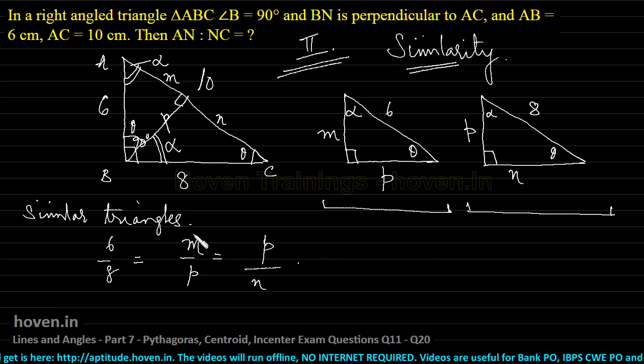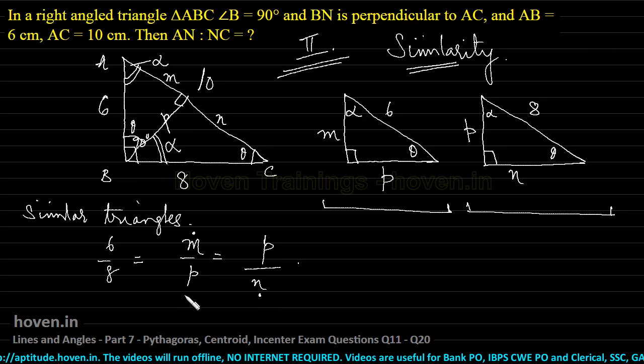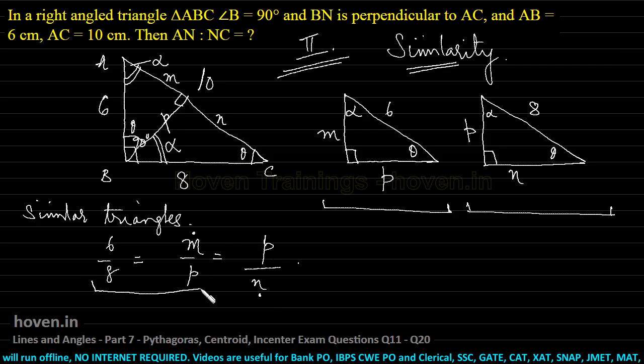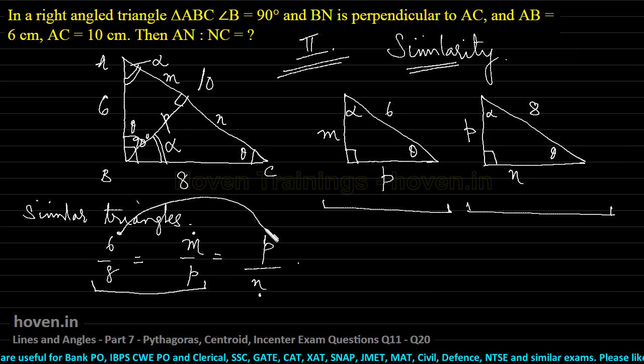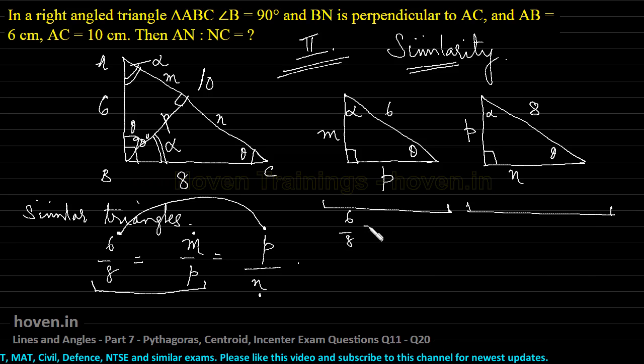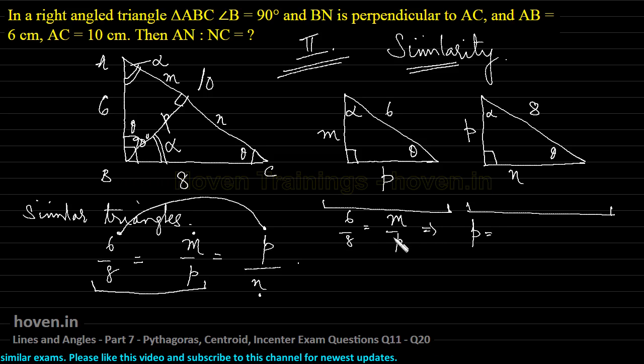We have to establish a relation between M and N. We do not need P. So what we will do is we will try to eliminate P. First of all, we will take these equations, find out the value of P, keep it aside. Then we will make use of first and third relation, find out the value of P, and then equate those values. We will be able to eliminate P. Let us see how I am saying. First of all, take these two. 6 by 8 is equal to M by P, which implies P is equal to, you can take P to the other side, 8 and 6 will follow this way.